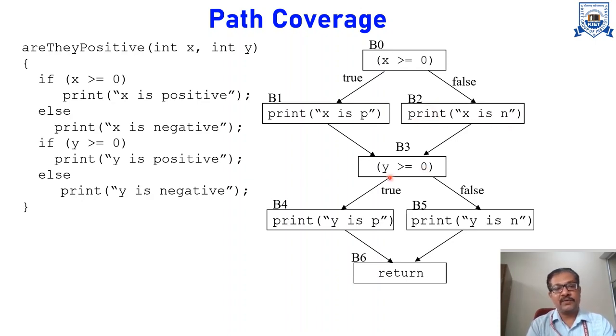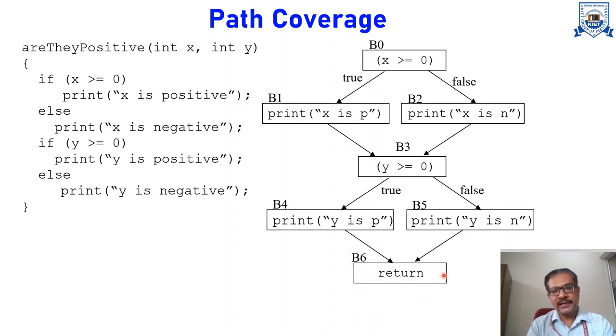Then what I'm trying to do, I'm going to check the value of y here. So I'm going to put in another node B3. If it is true, then y is positive. I'm going to put another node. And if it is false, I'm going to print y is negative. I am putting in another node. And finally my program ends. So this is the return statement. Here my program ends. Right?